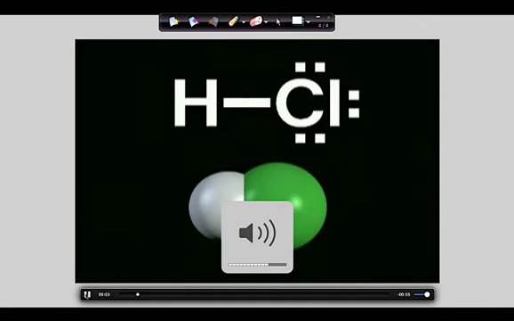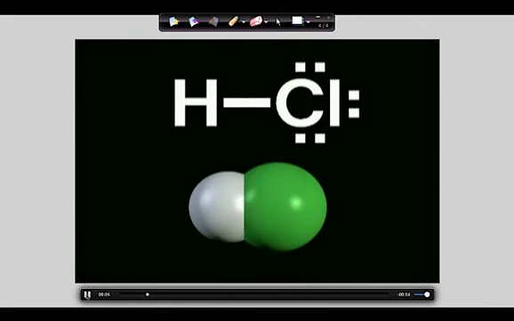An acid is a substance that produces hydrogen ions when dissolved in water. Hydrogen chloride is an example of a common and important acid. Don't you wish they could say that about you? You are common and important.